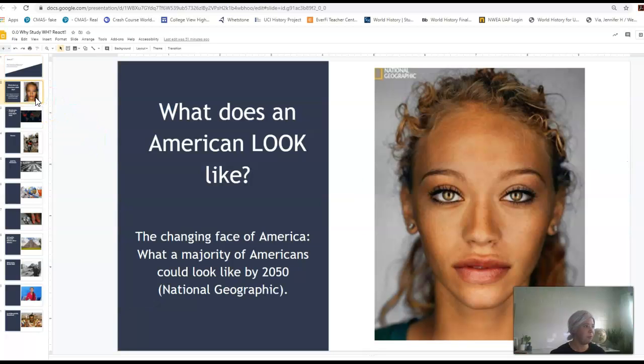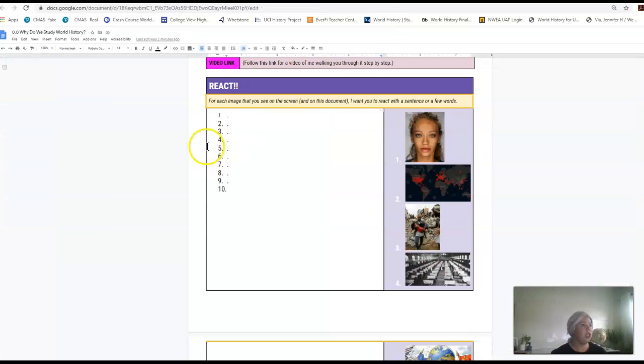So number 1, we're looking at this image here. This is what does an American look like? This is coming from National Geographic, and it's the changing face of America. It shows what they project the majority of Americans will look like by the year 2050. So in 30 years, they project that this will be the dominant face of America. Go ahead and react to that in line 1. So you would be typing it right here.